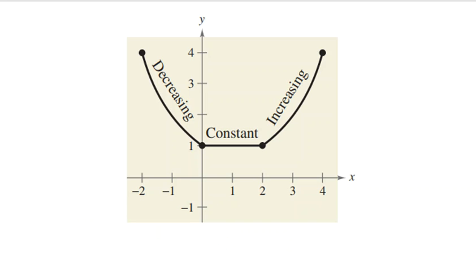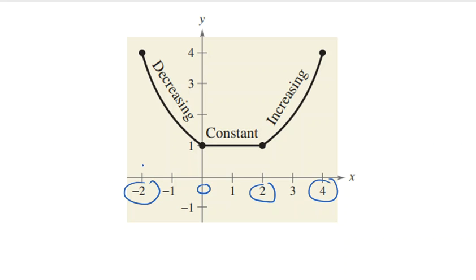So here's a nice looking graph where we actually see these three things all at once. What we would do in this is we would talk about the fact that on the left-hand side, from -2 to 0, the graph is decreasing. As I move left to right, the graph is going down. And from 0 to 2, as I move left to right, the graph is staying constant. It's not increasing nor decreasing. And from 2 towards 4, the graph is increasing.